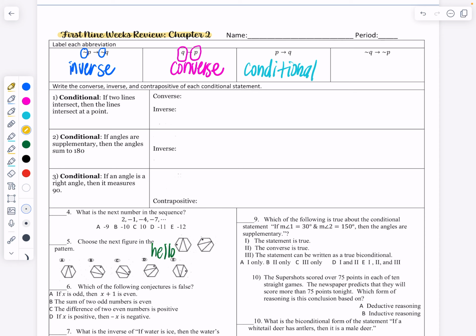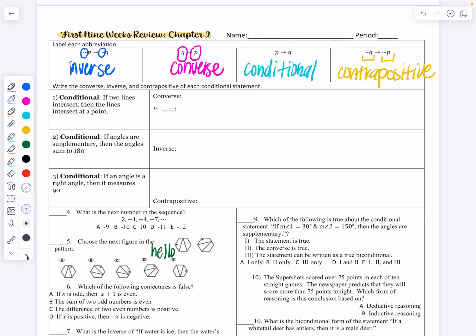And then what is the last one? The last one is where you're switching not only the place of the Q and the P, but you're also negating them. That is going to be our contrapositive. It's the longest word, and it's the most work. Contrapositive. All right, so it says write the converse, inverse, and contrapositive of each conditional statement.